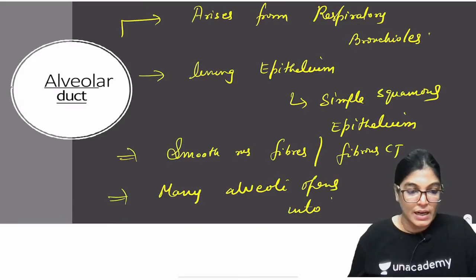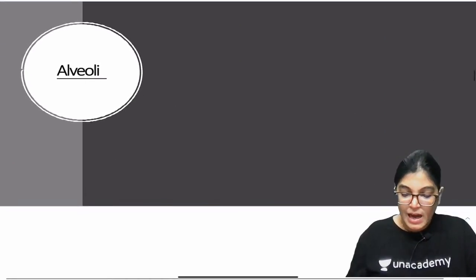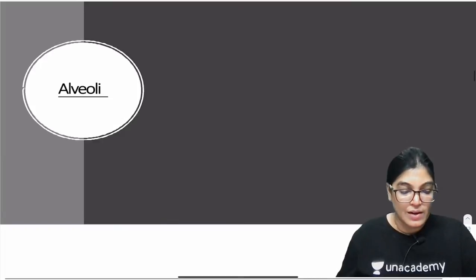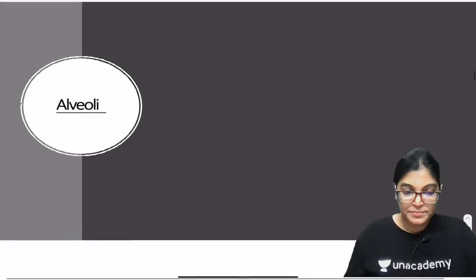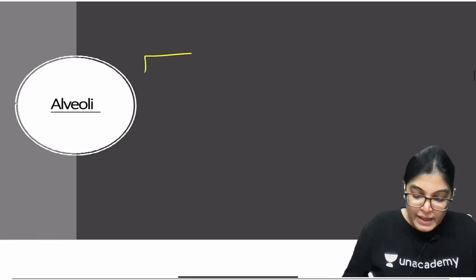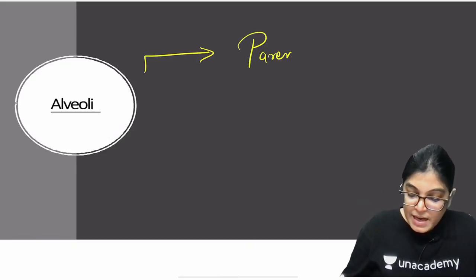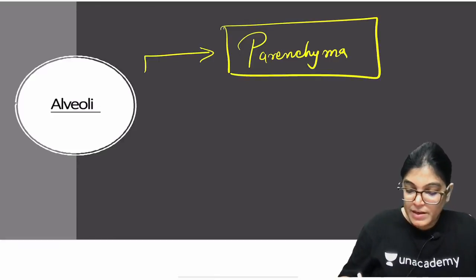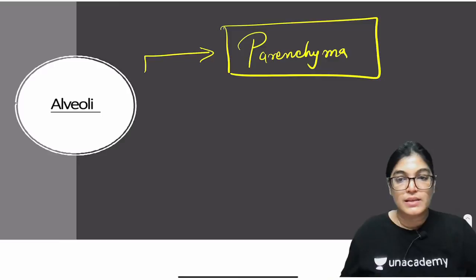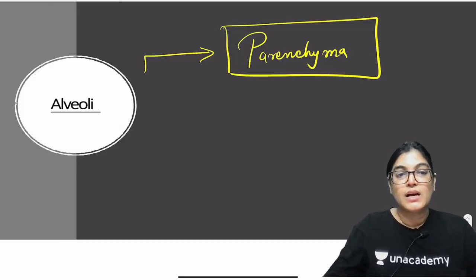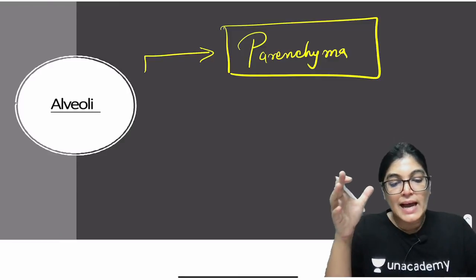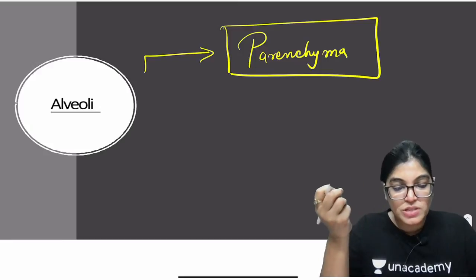It opens into the alveolar duct. Now next, what remains is the alveoli. So let's discuss the alveoli. Alveoli form the lung parenchyma. They are the sites of invaginations present in the terminal part of the bronchial tree.